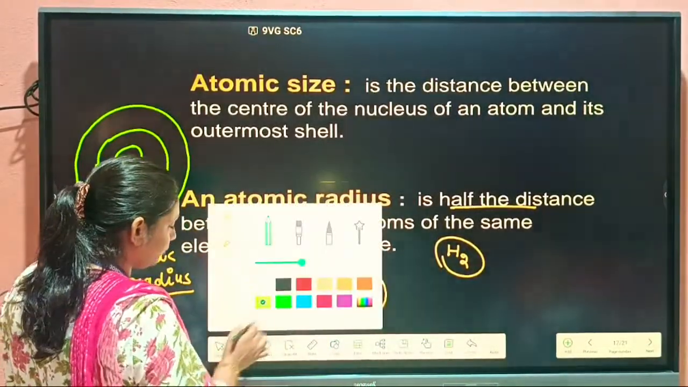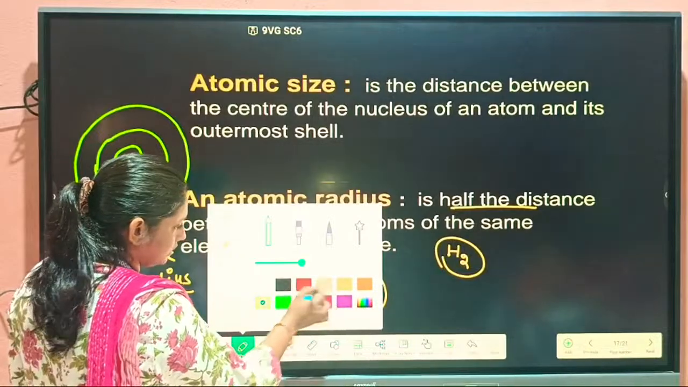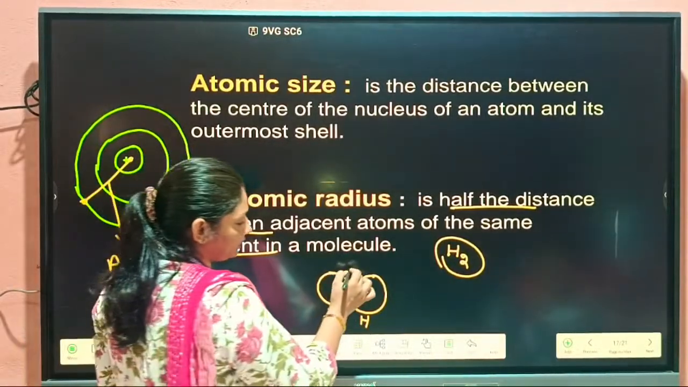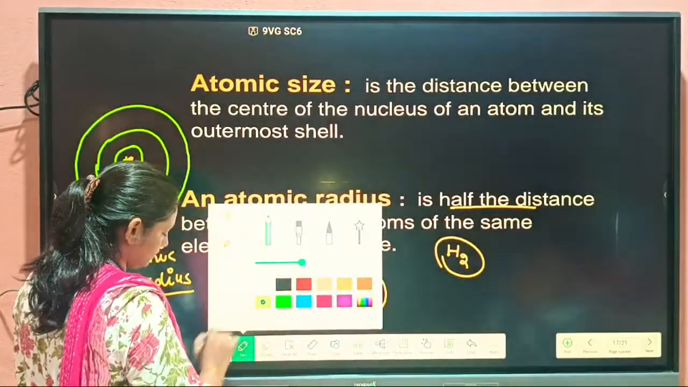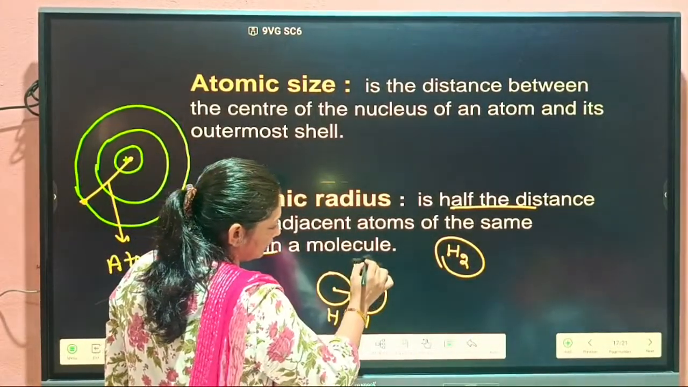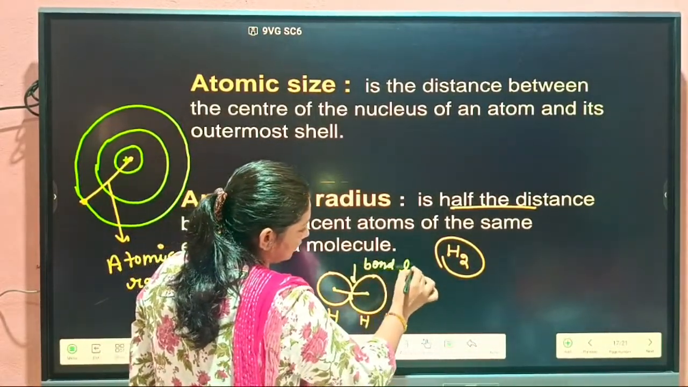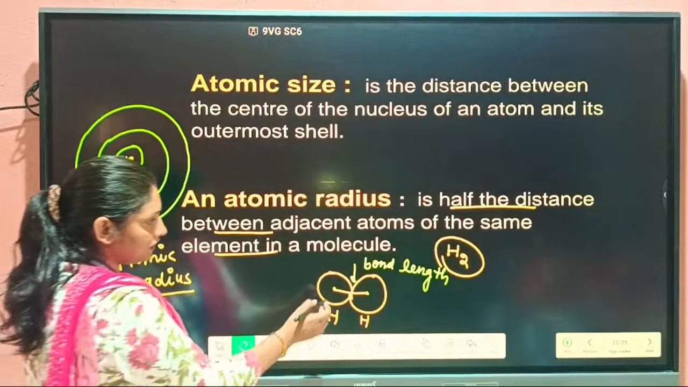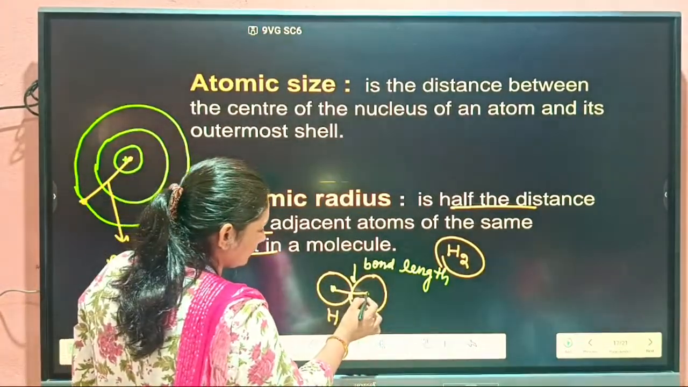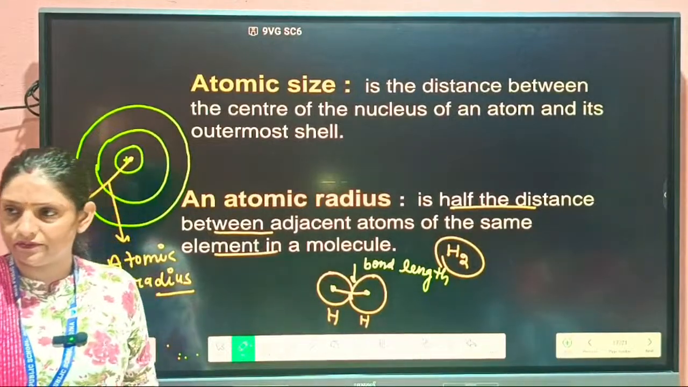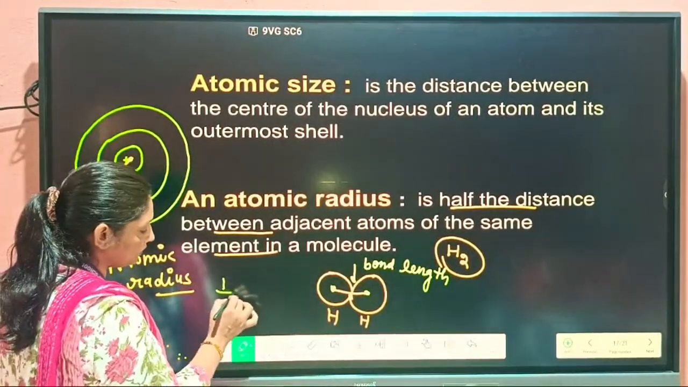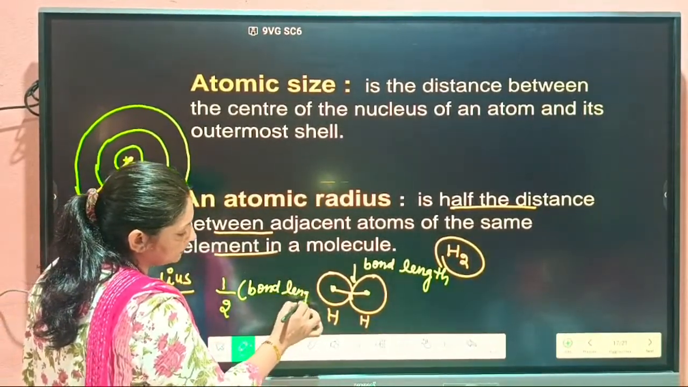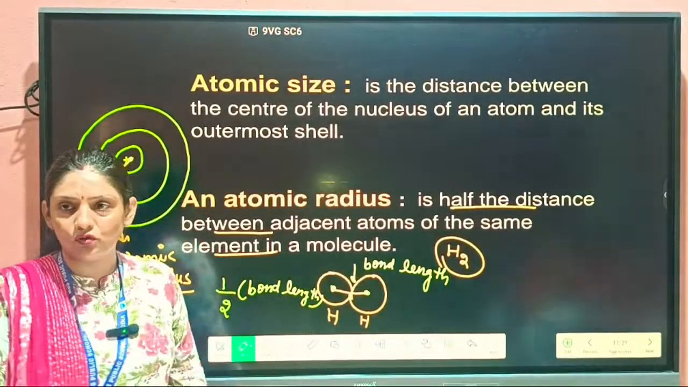Let us consider this is the center of this atom and this is the center of the other. If we connect both of these, it is known as the bond length. Bond length is the distance between the nuclei of two adjacent atoms, and half of this bond length is known as the atomic radius.